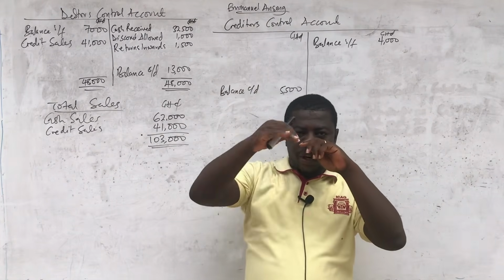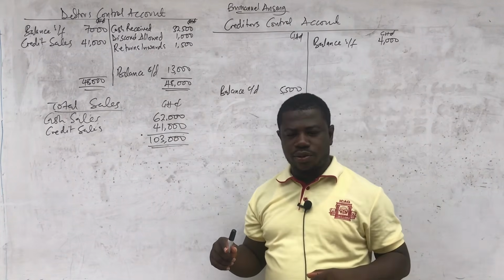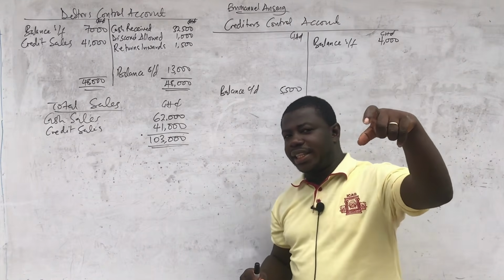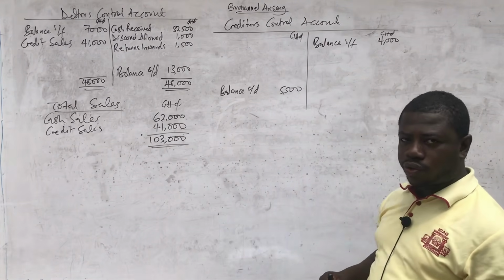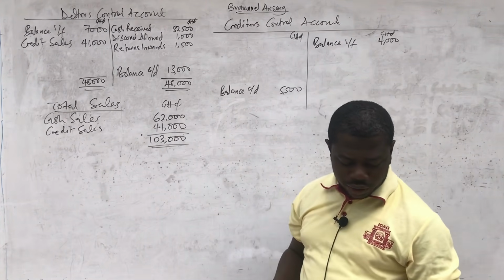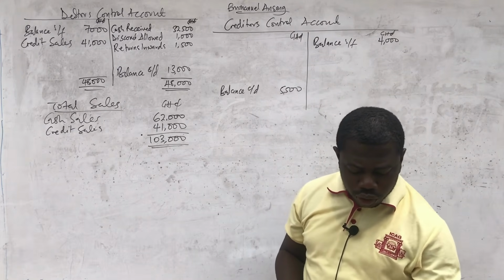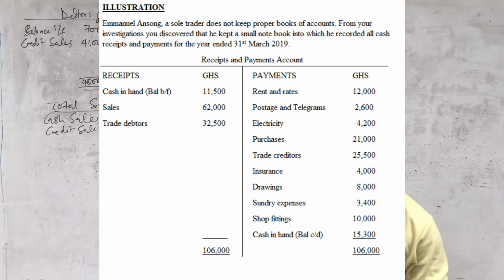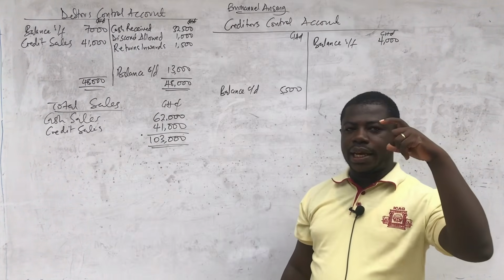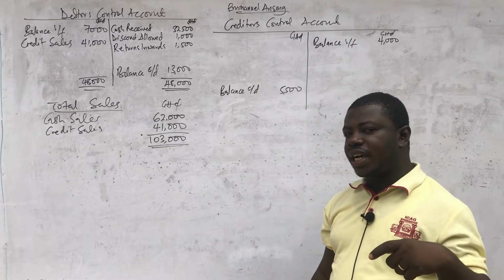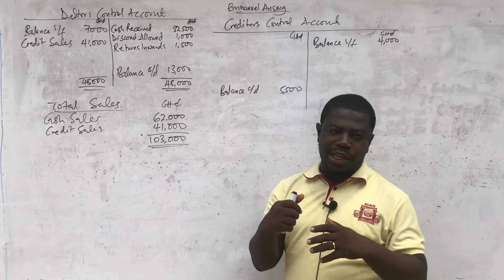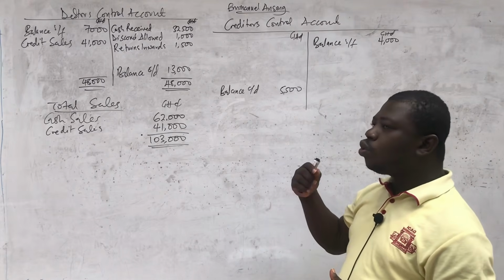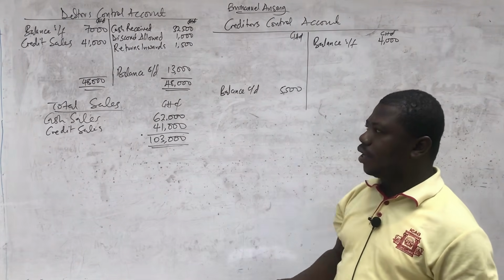And then we go through the question just like we did with the debtors control account to see if there are some items in there that should appear in the creditors control account or the normal creditors account. So we move to the receipt and payment account. We see that on the credit side there was trade creditors. Now trade creditors in the cash book or the receipt and payment account simply means that we made payment to creditors. And so that is going to go as cash paid to creditors.